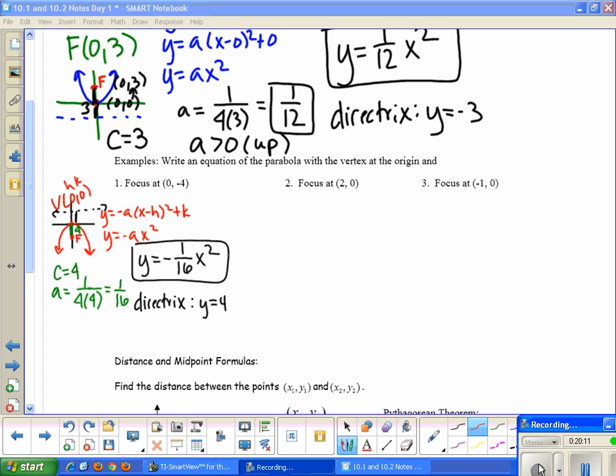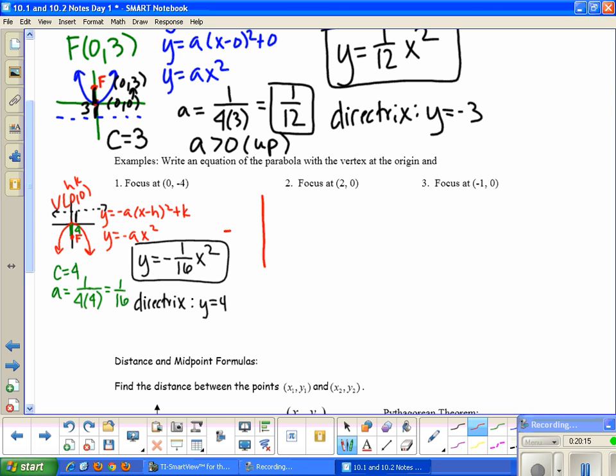So for the next one, we have the vertex at the origin, and the focus is at (2, 0). So again, draw yourself a little sketch. Here's my focus, and my vertex would be here. So if my vertex is here, my focus is to the right of that. That means my parabola has to open to the right. Since it's opening to the right, my a value is going to be greater than 0. And that also means my directrix would be here.